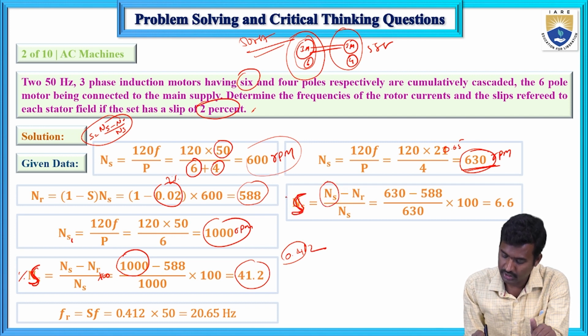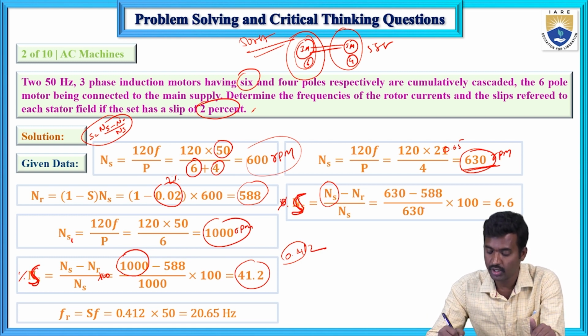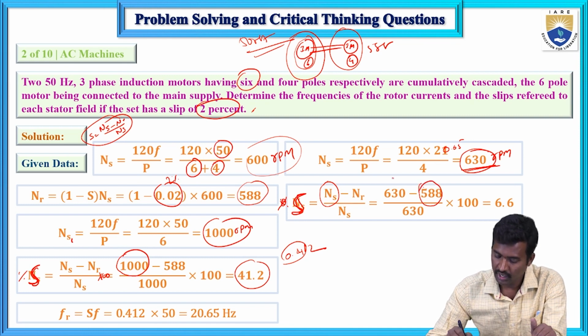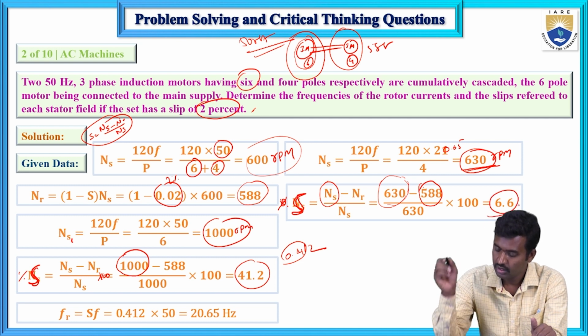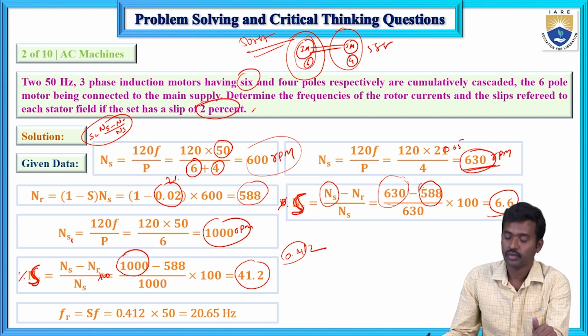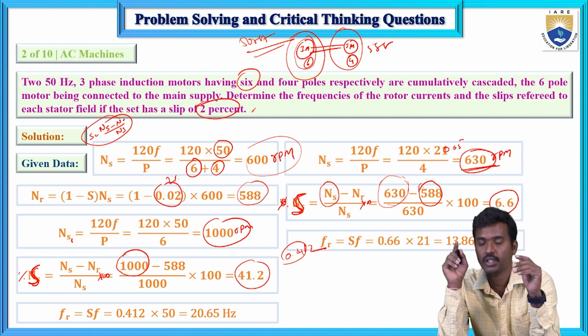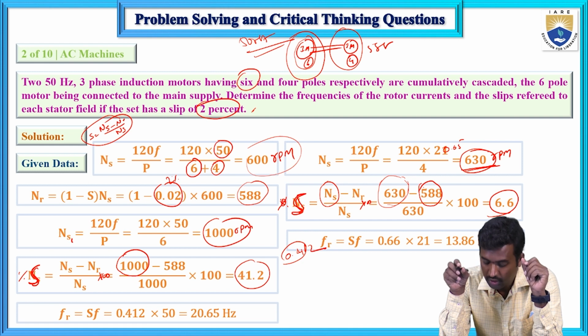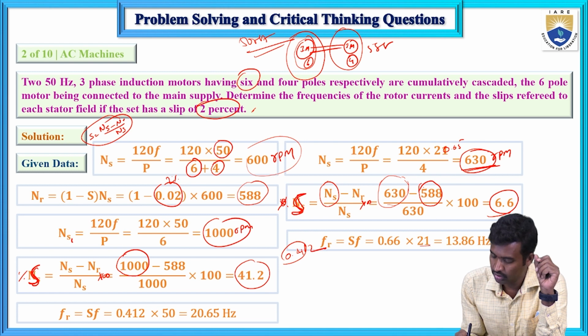Slip value equals NS minus NR divided by NS, that is 630 minus 588 divided by 630. Here 588 is the running speed, and 630 is the synchronous speed of the 4-pole induction motor. For this case 0.066 is the slip value. Into 100, that is the percentage slip value.